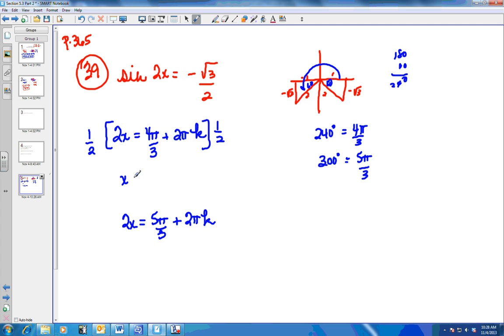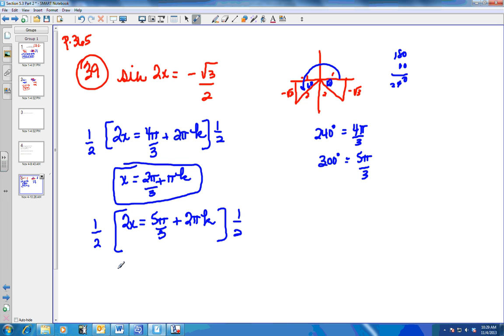So I get x equals, this would be 4 pi over 6, or 2 pi over 3 plus pi k. So I have to multiply everything by 1/2. It's like distributing. When I do this side, I get x equals 5 pi over 6 plus pi k. And those are my answers for that one.